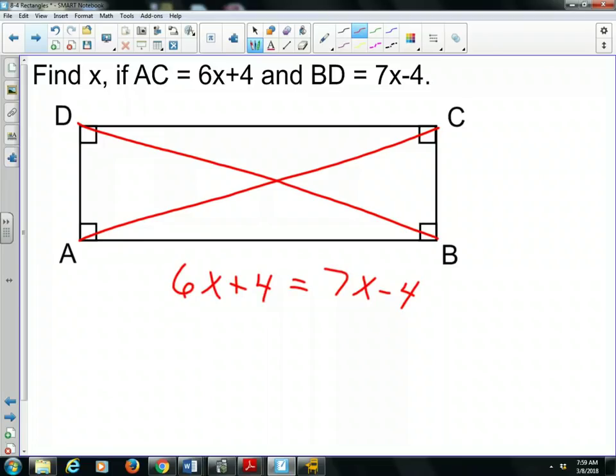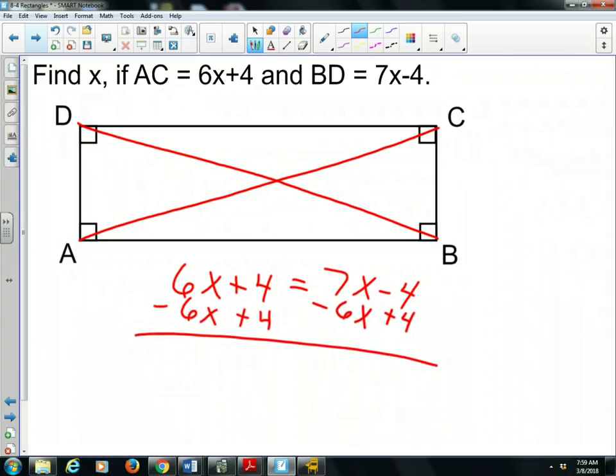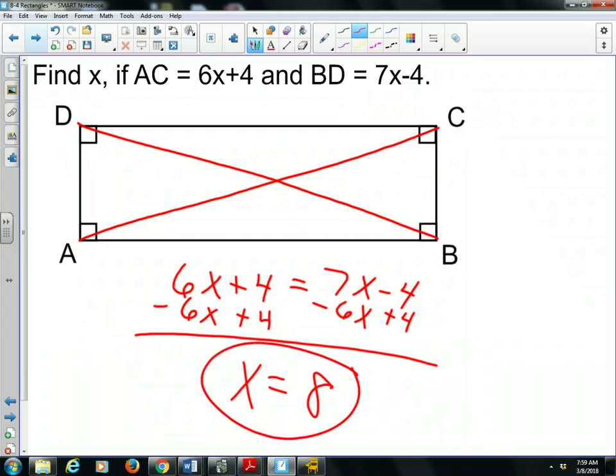The diagonals are congruent. Subtract 6x. Add 4, and we get x to equal 8. If it did say find the length of AC or find the length of BD, we would substitute 8 back in, but it just says find x. We found it. X equals 8.